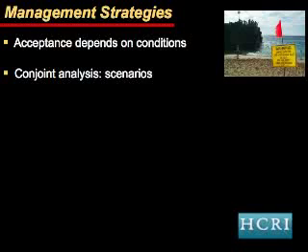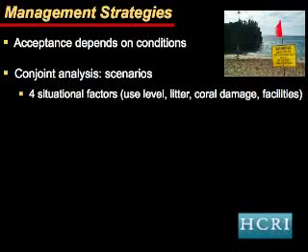Conjoint is a statistical approach where we have hypothetical scenarios. If you look at the back page of the green survey, the whole back page is 8 scenarios. It caused some confusion among respondents, but ocular analysis of results seems to look like it worked okay. We would have hypothetical scenarios where we vary situational factors such as use level, litter, coral damage, and facilities. Those are the 4 that we manipulated.